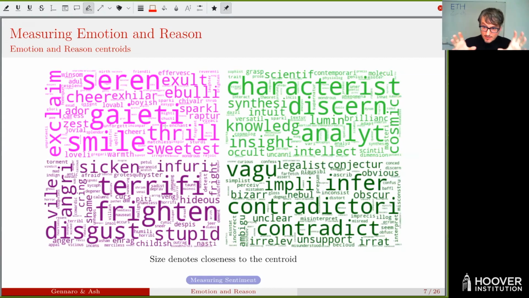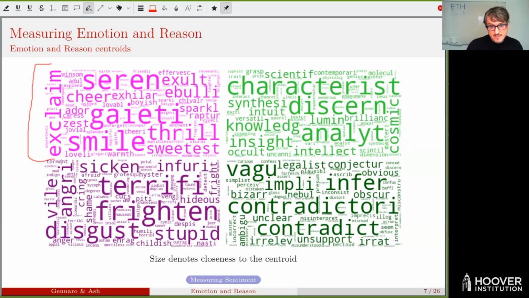So after we take these lists of emotion and reason words in our embedding space and look at the words that are near those centroids, we see something quite reassuring, that we're capturing our correct dimension of emotion and reason. So here are the positive valence emotion words. Here are the negative valence emotion words. Here are some positive reason or rational words, and here are some negative reason words. And you look at these, they're kind of persuasive. They're reassuring, we're getting smile and serene and thrill versus terrify, frighten, characteristic, discern.